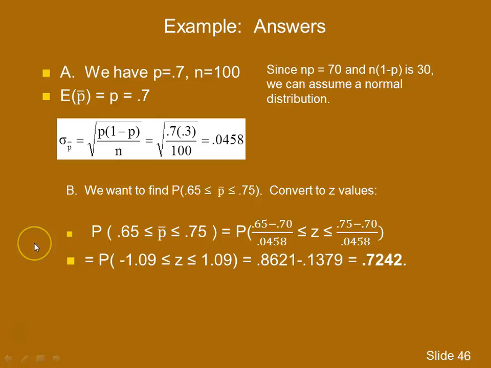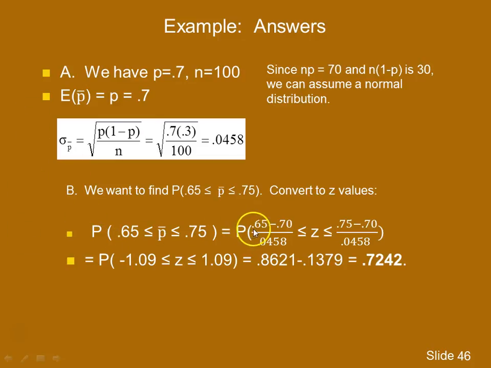As always, since it's a normal distribution, we find the probabilities by converting into z-values and either using our table to look up the answer, or those of you with a TI-83 or 84 can use your calculator to find the probability.